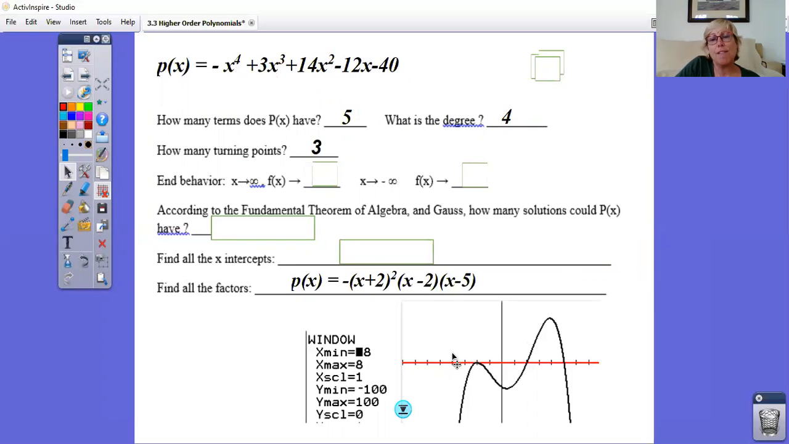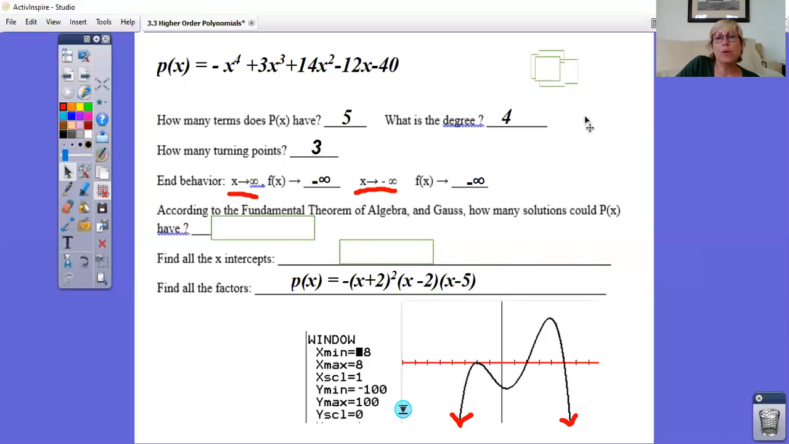And I went ahead and graphed this polynomial just because I wanted to see what it looked like. And there was the window that I used. I kind of made my y-min and y-max pretty big. End behavior, the right end behavior. Remember, this is math for right end behavior. The right side is going down to negative infinity. And over here, this means the left side. So the left side is also going down to negative infinity.